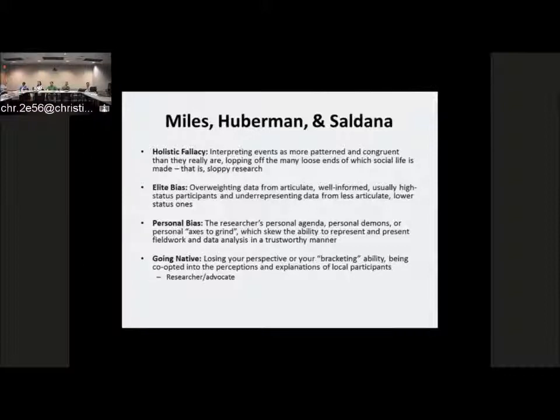Personal biases: the researcher's personal agenda, personal demons, or personal axes to grind, right? If you have an intervention that you don't want to work, or you want to work, watch it, because you'll find the data that fits that, which skews the ability to present fieldwork data analysis in a trustworthy manner. And of course, going native: losing your perspective, or your bracketing ability, being co-opted into the perceptions and explanations of local participants.